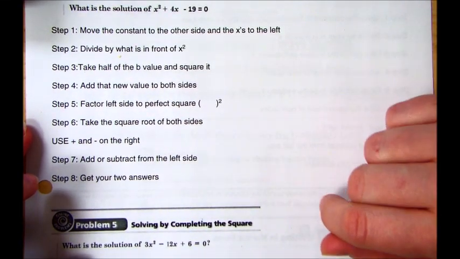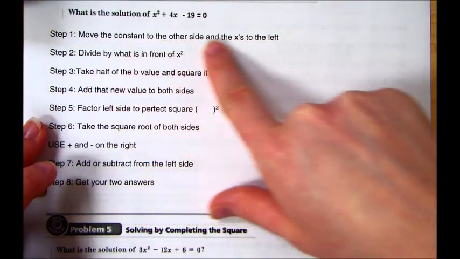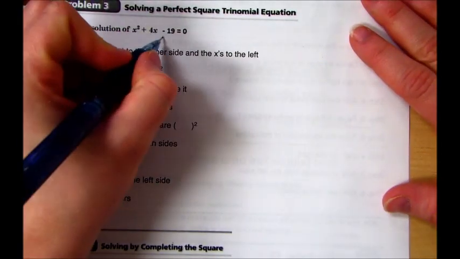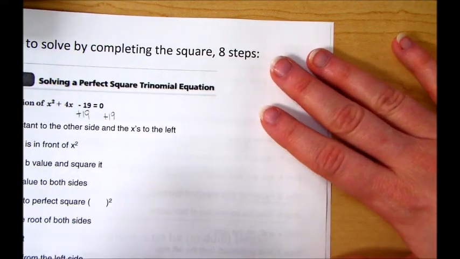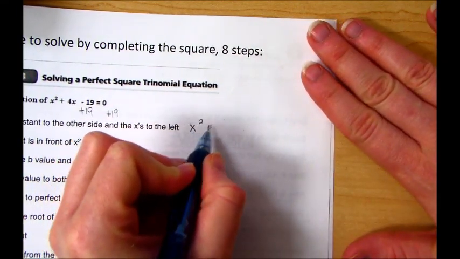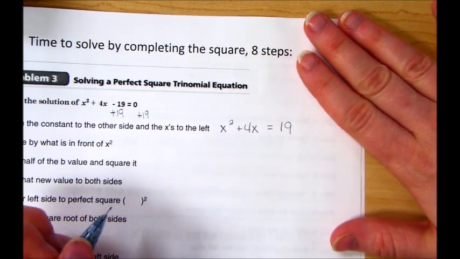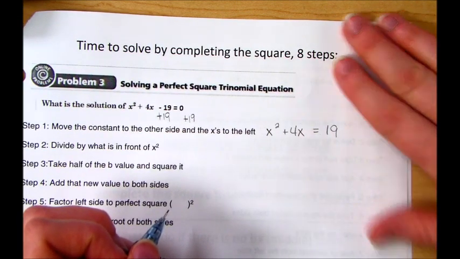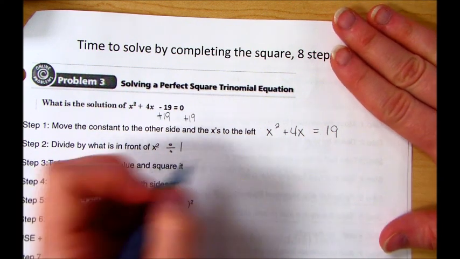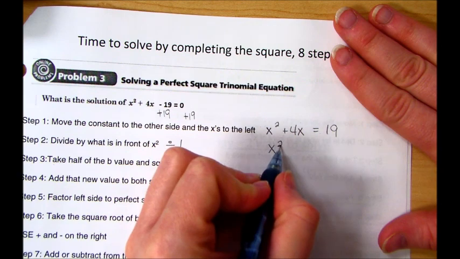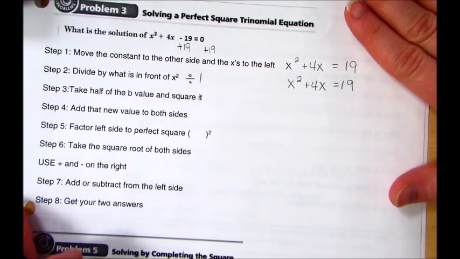There's 8 of them. So this is how to solve if you can't factor. Step 1, you move the constant to the other side and the x's to the left. So that means in this problem, I need to add 19 to the other side. That is going to give me x squared plus 4x equals a positive 19. Step 2, divide by what is in front of x squared. In this problem, there's just a 1. So if I divide by a 1, it's going to give me the same thing. Eventually, you will see problems where when you divide by something, it changes.